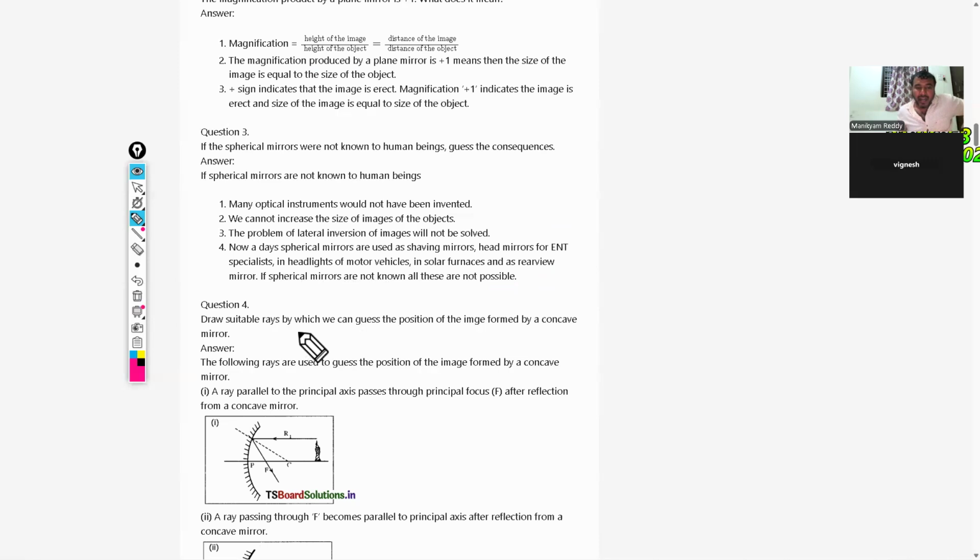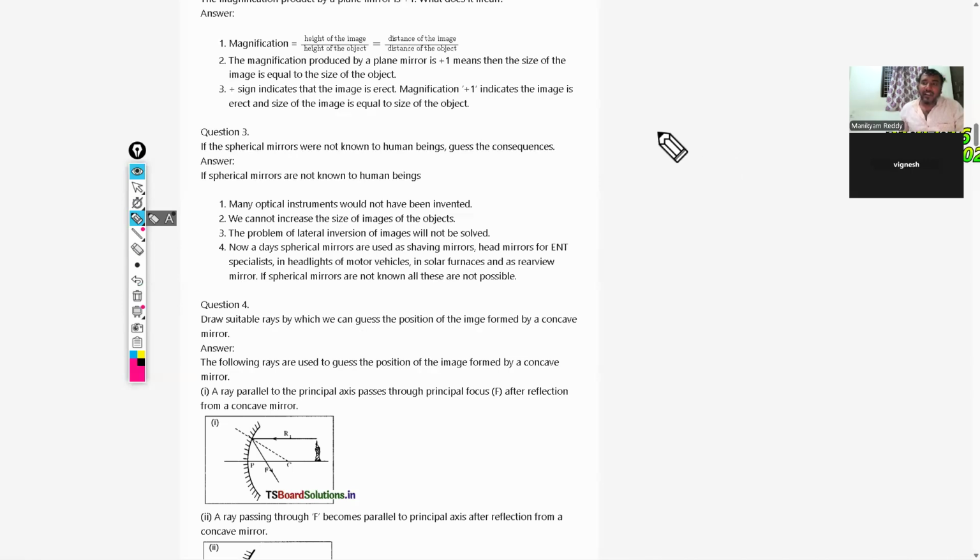Now next question. Draw suitable rays by which we can guess the position of the image formed by a concave mirror. The third point not explained. The problem of lateral inversion of images will not be solved.